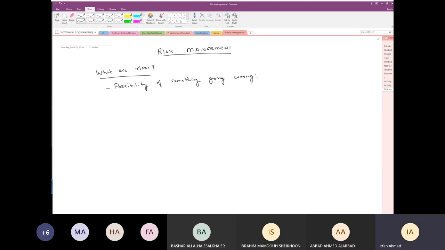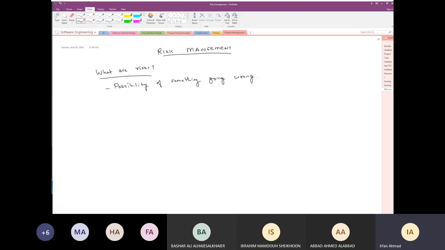So these are all possibilities of something going wrong. If someone did in fact drop the course, then that's not a risk. It's a fact, and we have to deal with it. So this is something important now. Risks are always there, right? And if they are there, we have to deal with them. So one of the things we do in project management, once we start the project, is to see how we are going to do risk management.